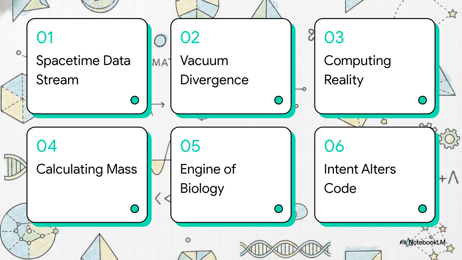1. Unlocking the space-time data stream. 2. Canceling the vacuum divergences. 3. The equation computing physical reality. 4. Calculating mass from pure math. 5. The mathematical engine of biology. And 6. How intent alters the code.